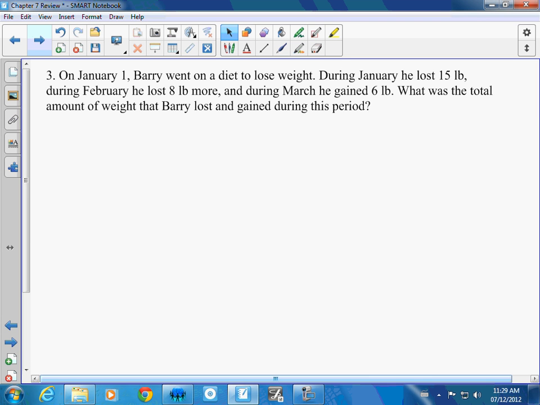But do we care about the positives and the negatives in this case? Or do we want just the total value that he gained and lost? The total value that he gained and lost. Okay. So, what did he do during January? Minus 15, is that correct? What did he do during February? Another 8. What did he do during March?